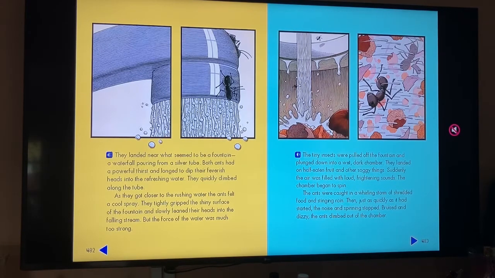Suddenly, the air was filled with loud, frightening noises, and the chamber began to spin. The ants were caught in a whirling storm of shredded food and stinging rain. Then, just as quickly as it had started, the noise and spinning stopped. Bruised and dizzy, the ants climbed out of the chamber.